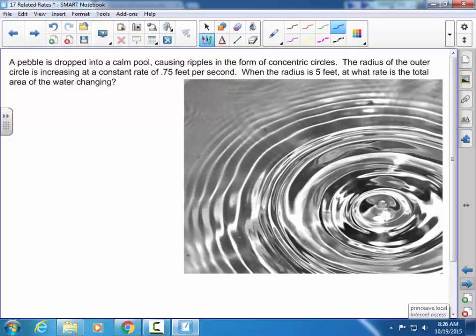Now, as you read this, you probably want to use some of your rules that you approach FRQs on. You know, what's important in here? It says the radius, constant rate of 0.75. Radius is 5 feet. At what rate is the total area of the water changing?